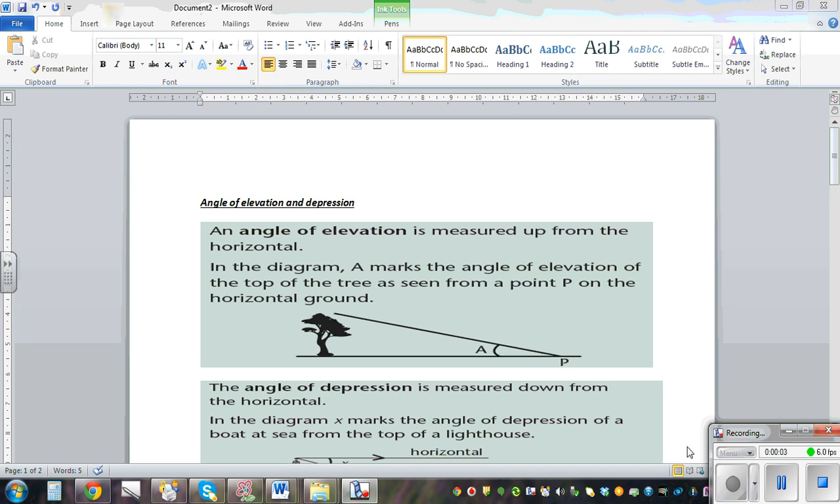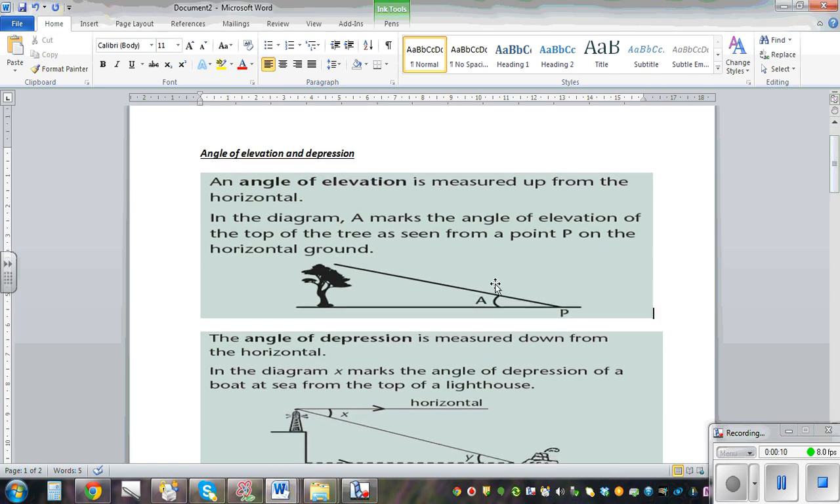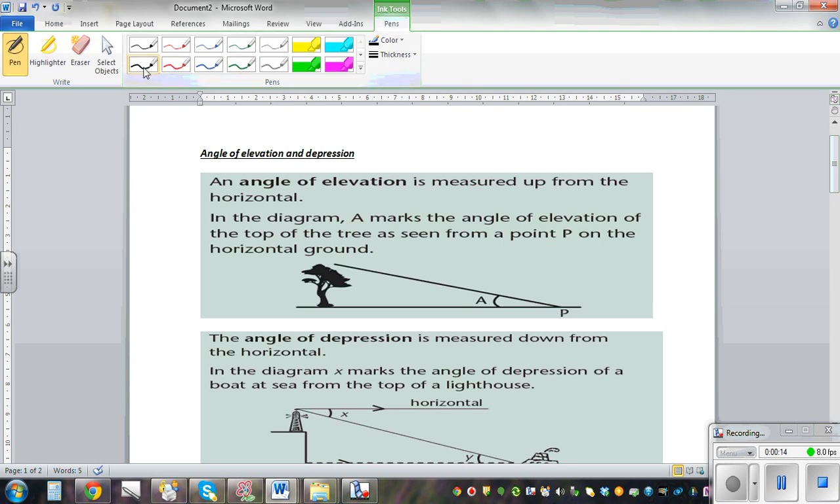Angle of elevation and angle of depression. Now in trigonometry, there can be a situation where the angle of elevation or depression would be given. What is angle of elevation? This is a definition of what angle of elevation is. When you're looking up from the horizontal, the angle of elevation is measured up from the horizontal.